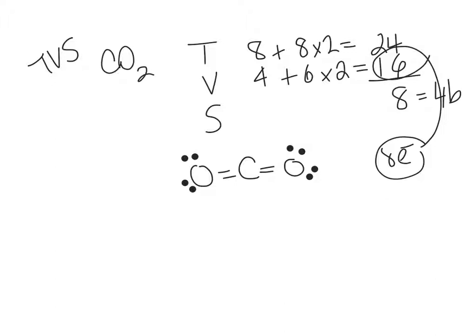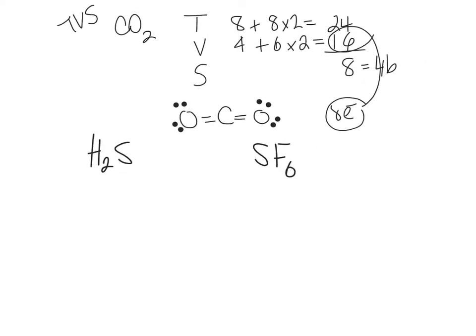Okay? Now I want you to do H2S and SF6. TVS will work for H2S because it's followed its combining capacity. TVS will give you the wrong structure for SF6 if you try doing it this way because it has six bonds, not two. It's got an expanded octet, so you have to go the old way.